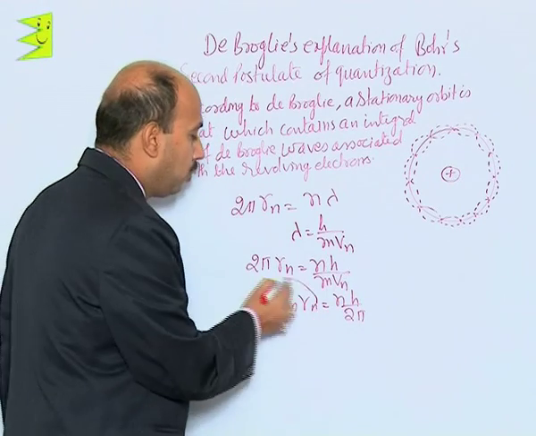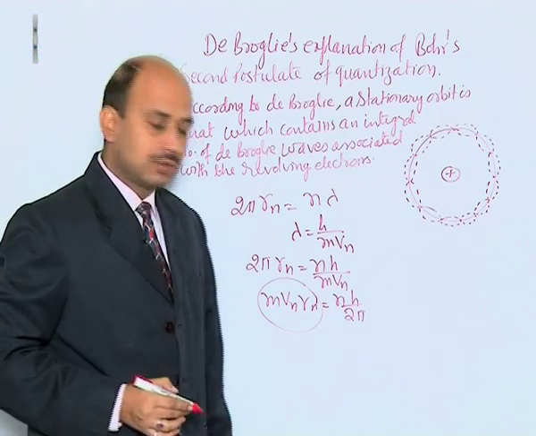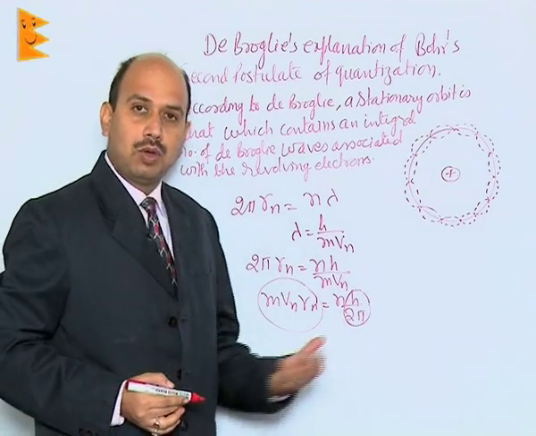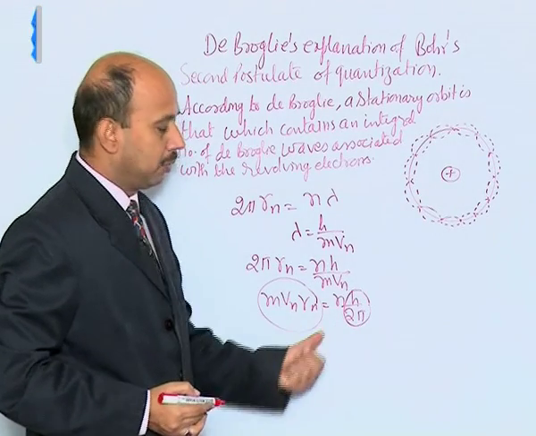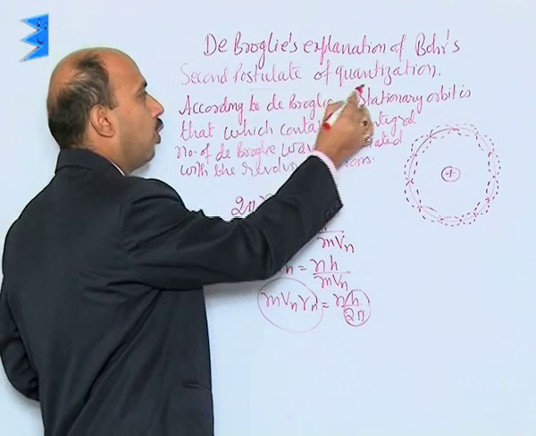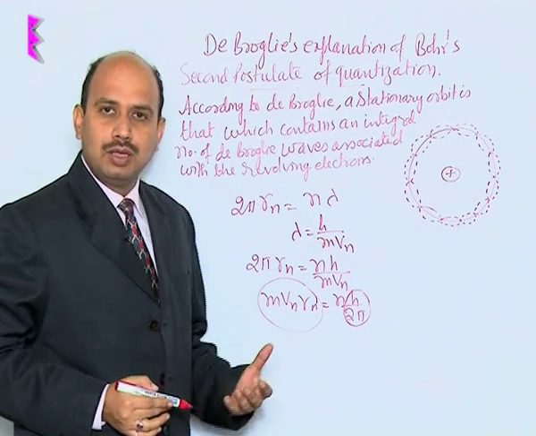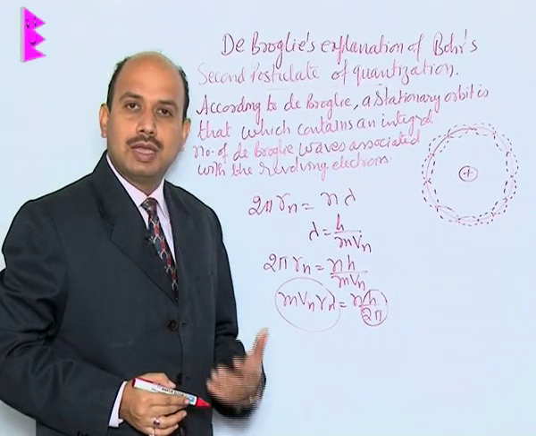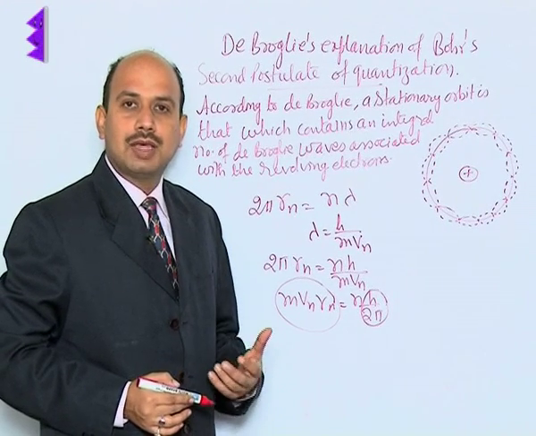So, this is the angular momentum of the electron in the nth orbit, and this is h upon 2 pi. So, the angular momentum of the electron in the nth orbit is an integral multiple of h upon 2 pi. This quantization concept was explained by de Broglie by giving the concept that a moving electron, or any moving particle, behaves as a wave.